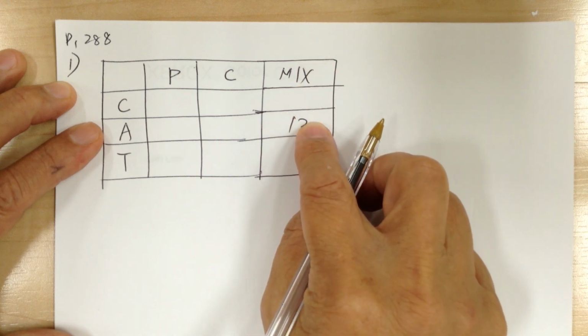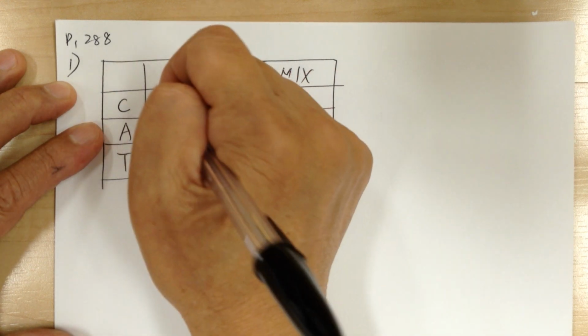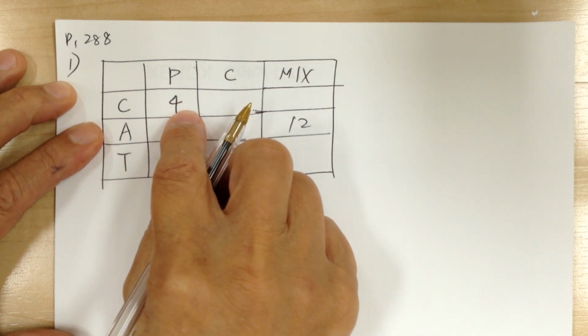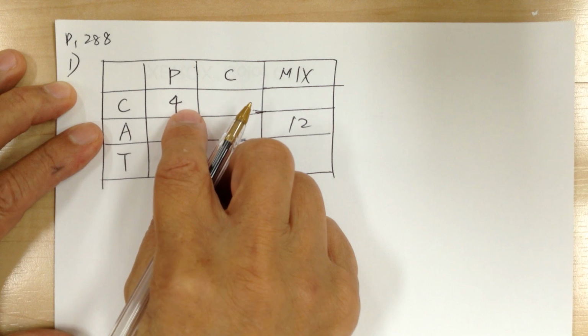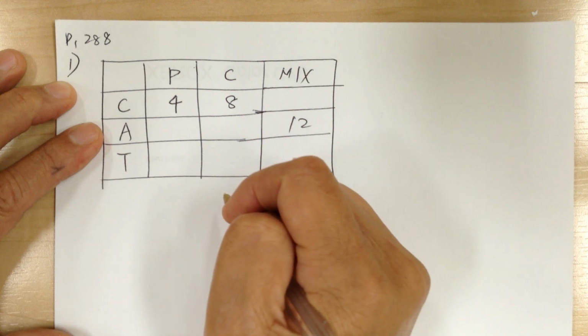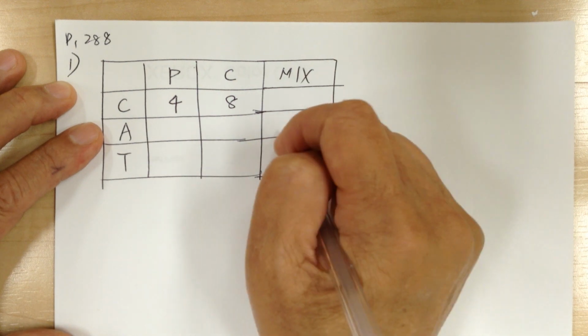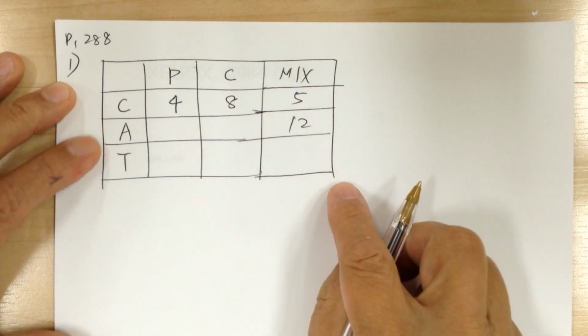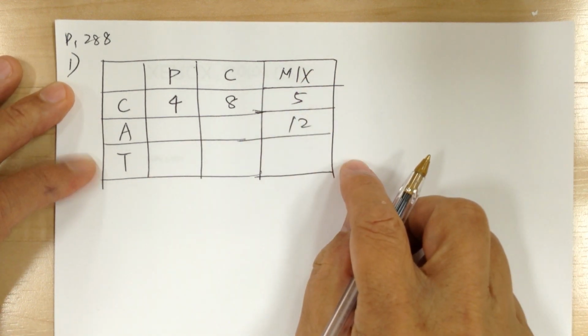Okay, and it says the peanuts cost $4 a pound. Okay, so cost is the per pound cost, and the cashew costs 8. Okay, how many pounds of each kind must be used if the mixture costs $5 a pound? Okay, so that's all the information you have.